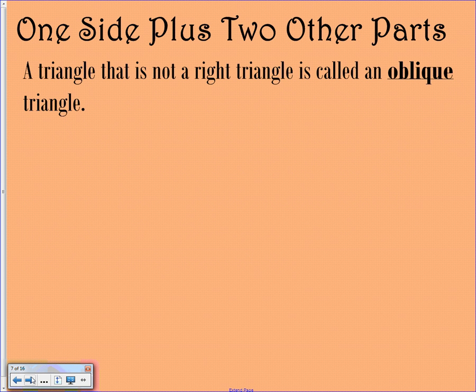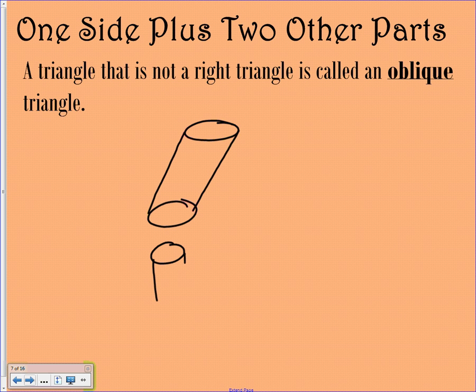A triangle that is not a right triangle is called an oblique triangle. We talked about oblique solids last year. I'll draw an oblique cylinder for you. It's just one that's kind of tilted over. It's not a right cylinder, which is whenever it looks like this, and this is at a right angle. So a triangle that is not a right triangle is an oblique triangle, because instead of it having a right angle, it got tilted so that this angle here is no longer a right angle.